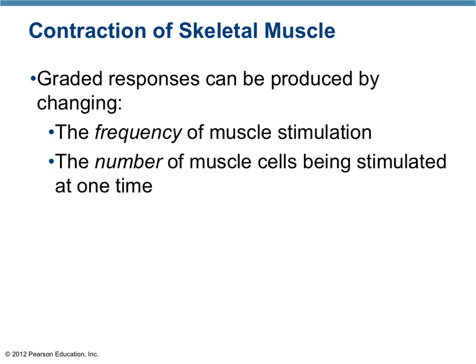A graded response can be produced by changing either the frequency of muscle stimulation or the number of muscle cells being stimulated. And that way you don't have the same exact contraction as a reaction to every stimulus, because each stimulus that you encounter probably requires a different number of muscle fibers or frequency of muscle fiber stimulation in order to execute the movement that you're trying to do.